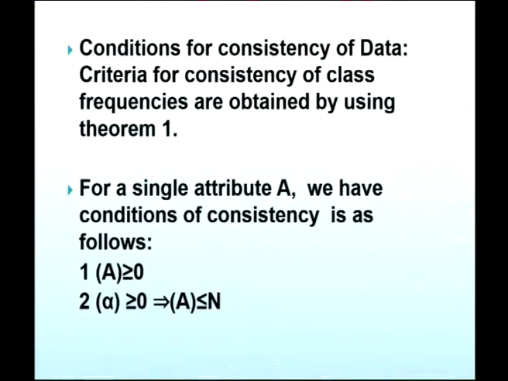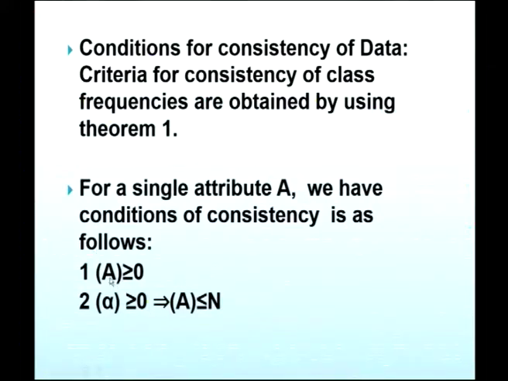We have seen a theorem for the consistency of data, which says a necessary and sufficient condition for the consistency of data is that no ultimate class frequency should be negative. That is, all the ultimate class frequencies should be non-negative for the data to be consistent. Now, based on the condition, we have some criteria for consistency of class frequencies, which are obtained by using the same theorem discussed in the previous session. For a single attribute A, we have conditions of consistency as follows.